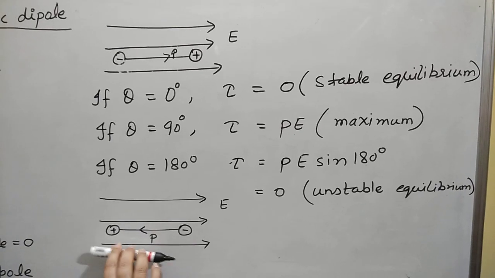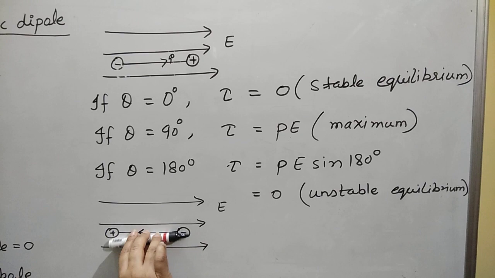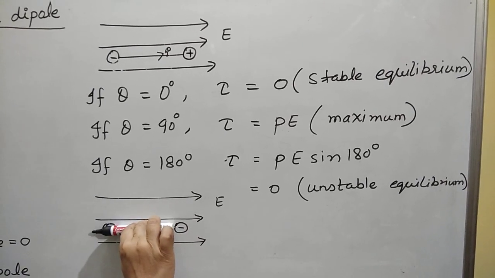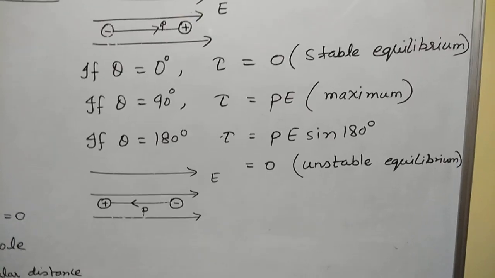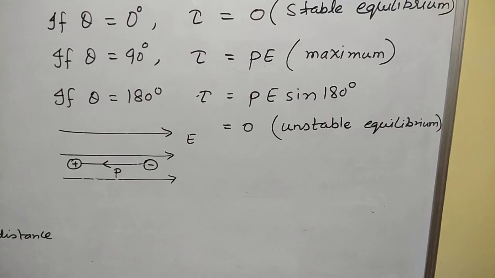But here, if this dipole is placed like this and you displace it slightly, it will not come back to this position, it will rotate and go to the other position. That means once you leave it, it will go to its stable equilibrium position.